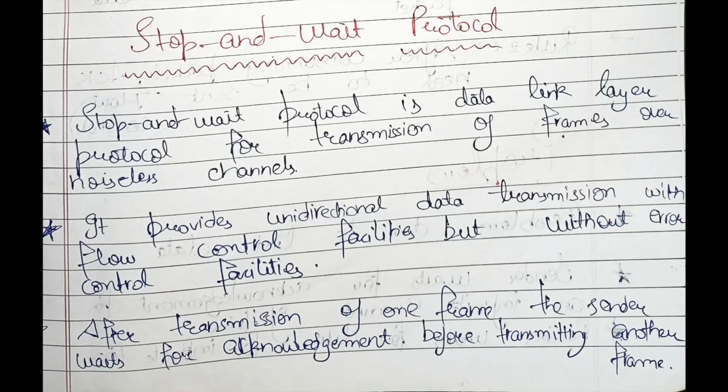The third point is, after transmission of one frame, the sender waits for acknowledgement before transmitting another frame. Suppose I sent you the first frame. Before I send you another frame, I must wait for an acknowledgement. Only then will I be able to send you another frame. If you're not sending me the acknowledgement for the frame that I sent earlier, I am never going to send you another frame. This is a drawback too. We are going to discuss this later.